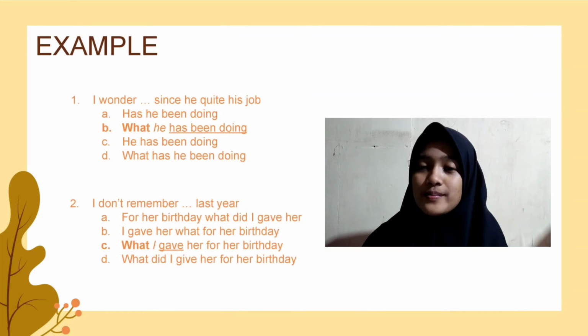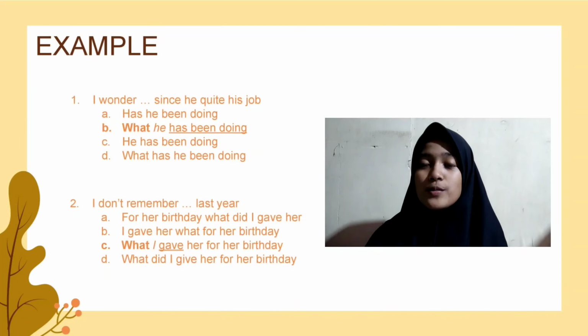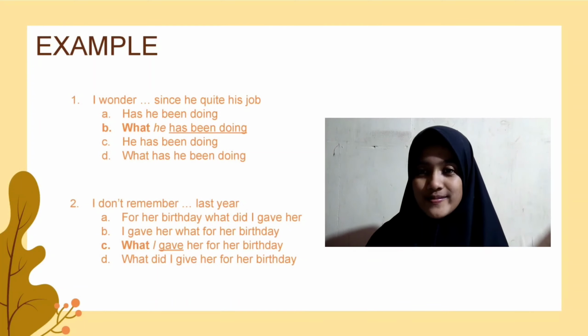And the last number. I don't remember blank blank blank last year. Which is the correct answer? Yes, good job. The correct answer is C: what I gave her for her birthday. This noun clause is the object of verb of sentence. "What" is the clause marker or question word, "I" is the subject of the clause, and "gave" is the verb of the clause.